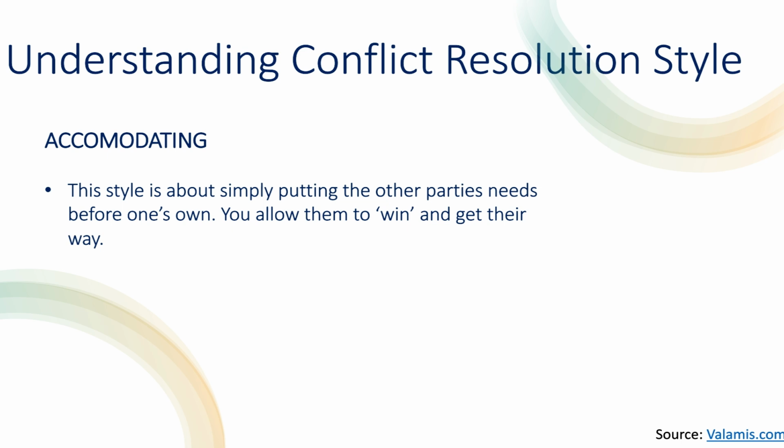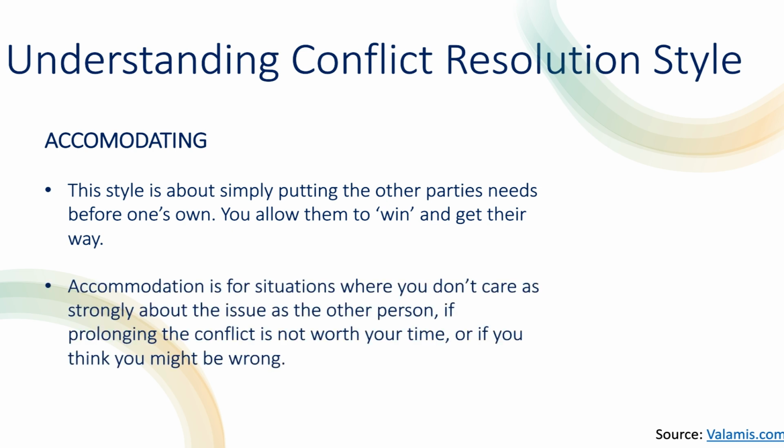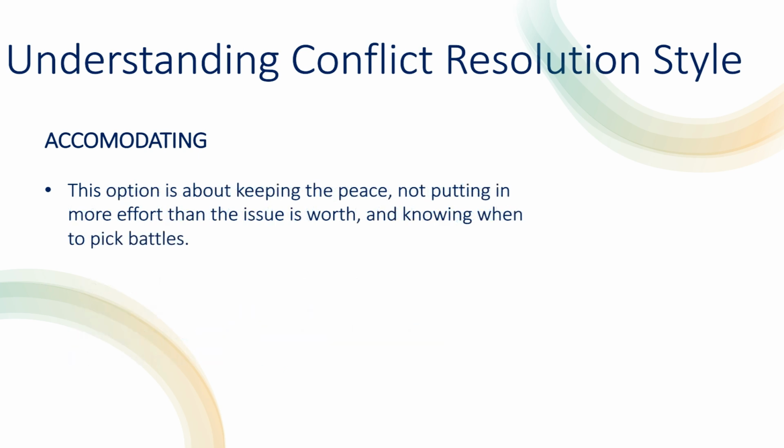The second style that we're going to look at is called the accommodating style. This style is about simply putting the other party's needs before one's own. You allow them to win and get their way. Accommodation is for situations where you don't care as strongly about the issue as the other person, if prolonging the conflict is not worth your time or if you think you might be wrong.